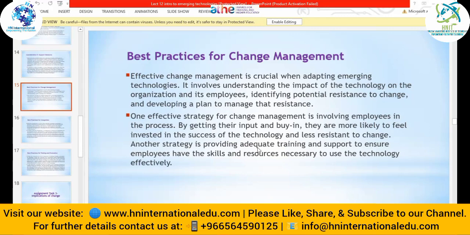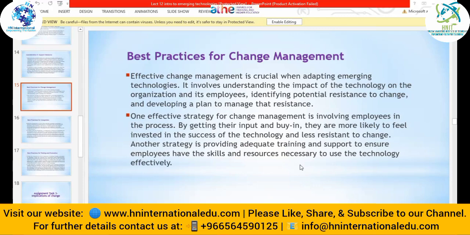One effective strategy for change management is involving employees in the process. By getting their input and buy-in, they are more likely to feel invested in the success of the technology and less resistant to change. Another strategy is providing adequate training and support to ensure employees have the skills and resources necessary to use the technology effectively.